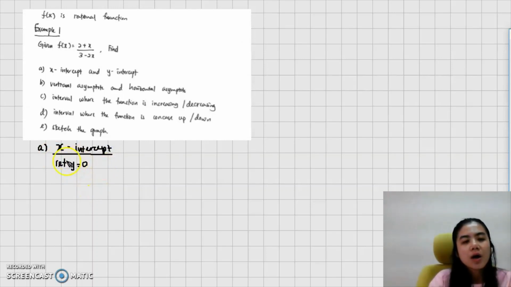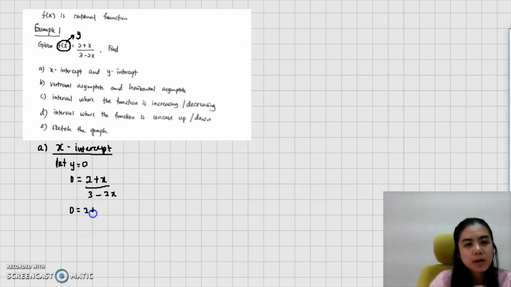What is this y? The y is basically equal to the function f, that is your y. So let this one equal to 0. So basically you will have 0 equals (2 + x)(3 - 2x). Then you have 0 equal to 2 + x, and x is basically equal to -2. So that is for the x-intercept.